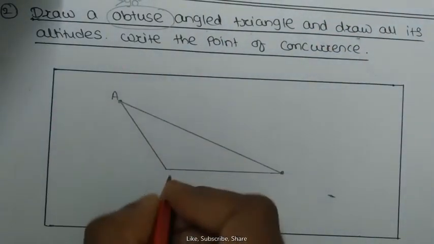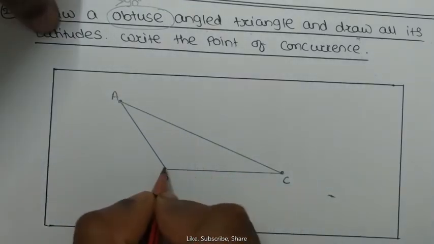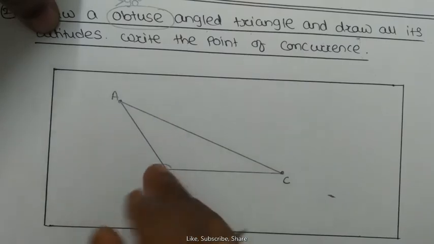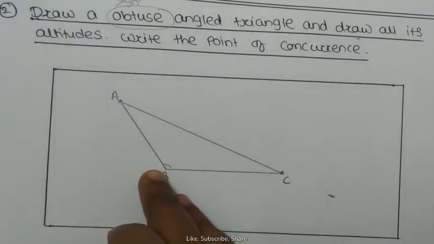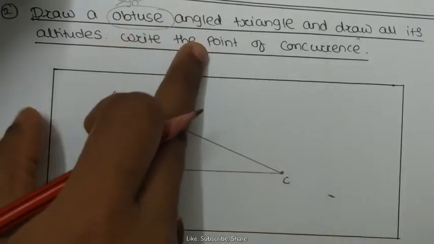Okay, A, B, C. So observe this triangle. This angle B is greater than 90 degrees. It is nearly 130 or 140 degrees. Okay, so therefore it is greater than 90 degrees. So therefore this triangle is called an obtuse angle triangle.